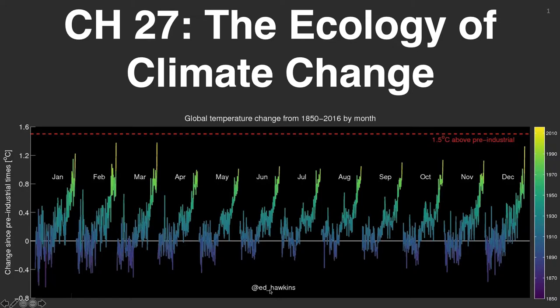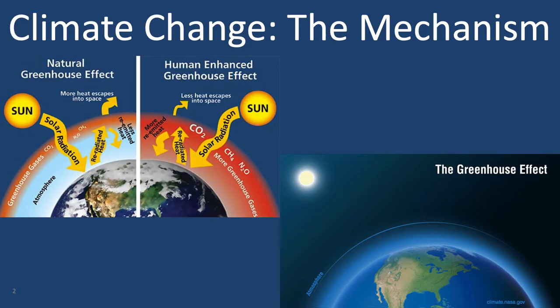This is from this guy on Twitter, and this is looking at changes in temperature by month since the pre-industrial time. So this is oldest history, most recent. And you can see for every single month, especially for March, temperatures have been increasing since pre-industrial times. So let's talk first about the mechanism.